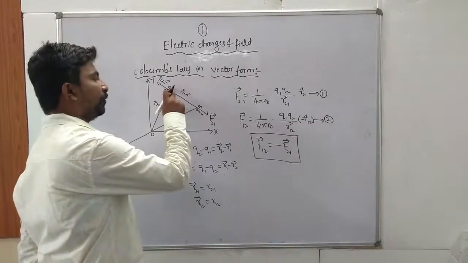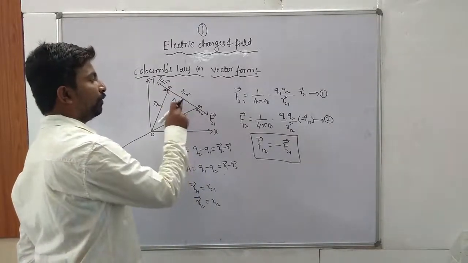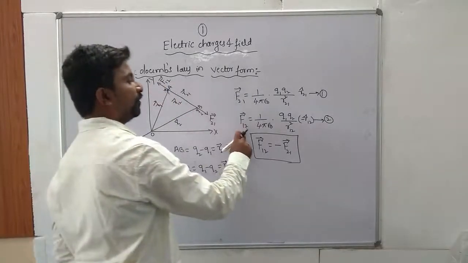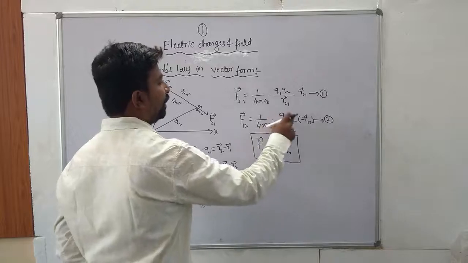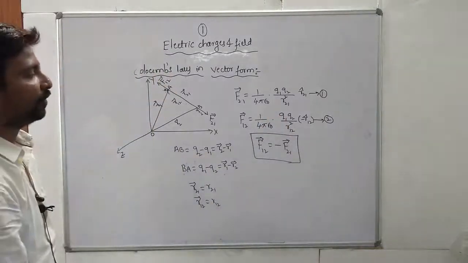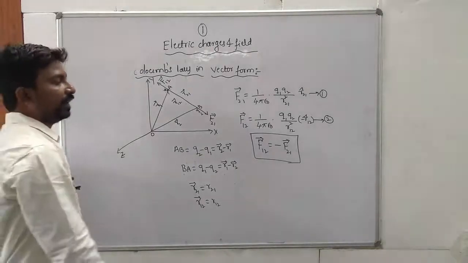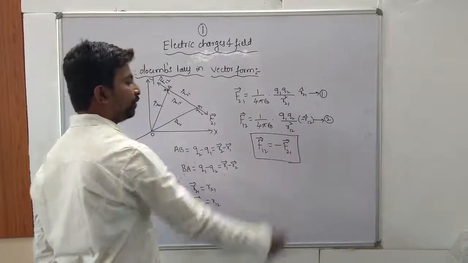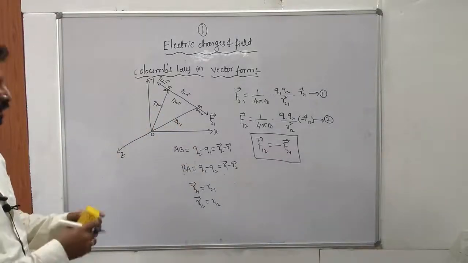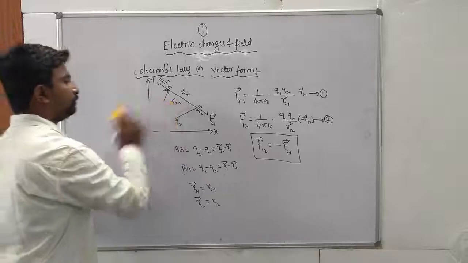Similarly, the force on Q1 due to Q2 is denoted by the force F12, which is equal to 1 by 4 pi epsilon naught Q1 Q2 by R12 square into minus R12 cap. Again R12 cap is a unit vector. Then finally, F12 is equal to minus F21. So this is Coulomb's law in vector form.